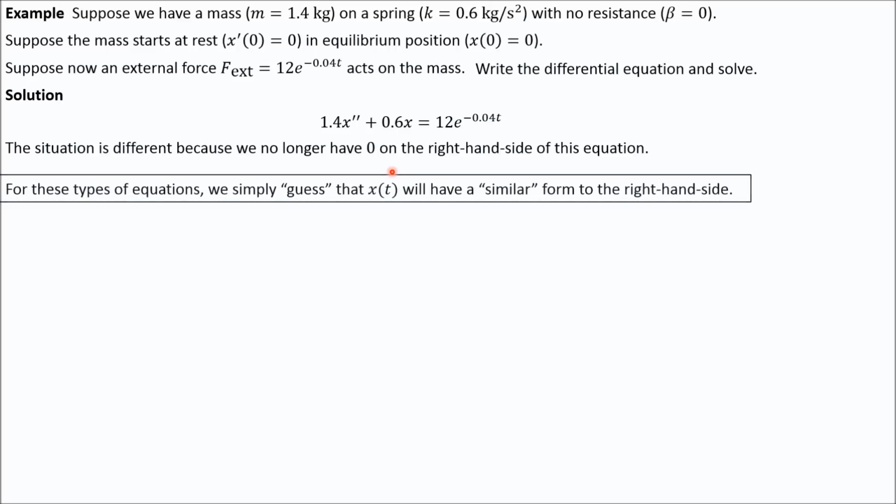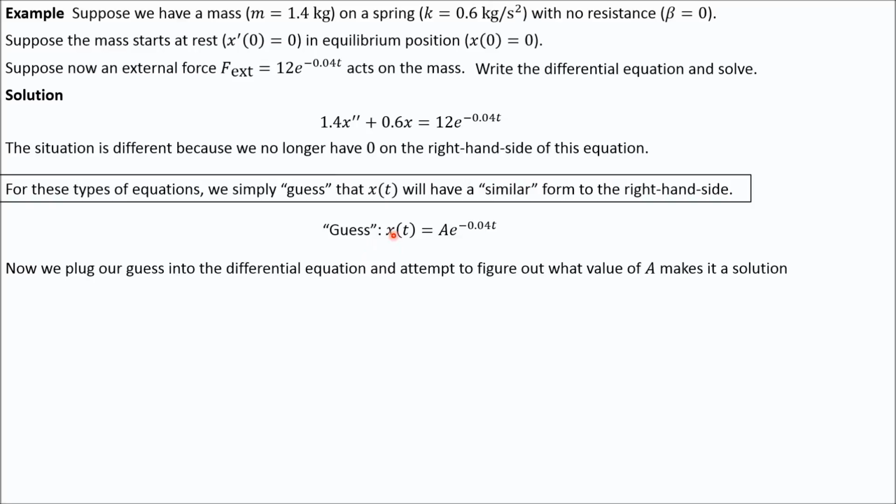Well, to find a solution, there are lots of solutions to this equation. The first step is to find one of them, and you can usually find one of the solutions by guessing. Simply guess that the solution x of t will be similar to the right-hand side, and this usually works, pretty surprisingly. So we simply guess that x of t will be some constant times e to the minus 0.04 t. And it turns out, if we choose the constant correctly, we can make it work.